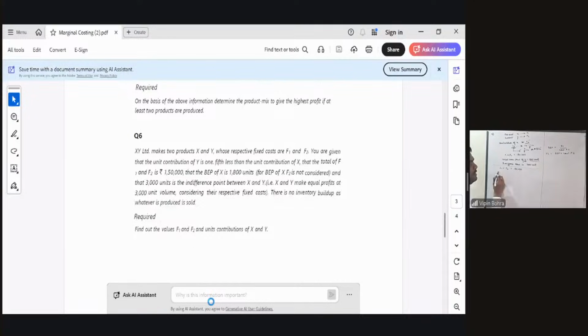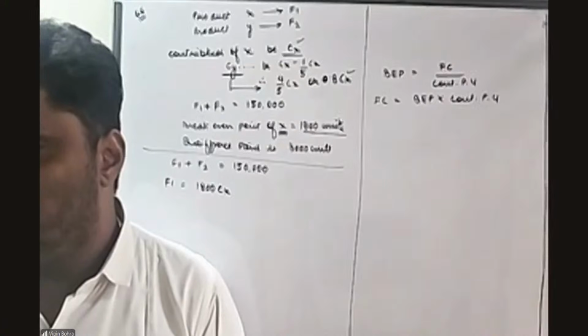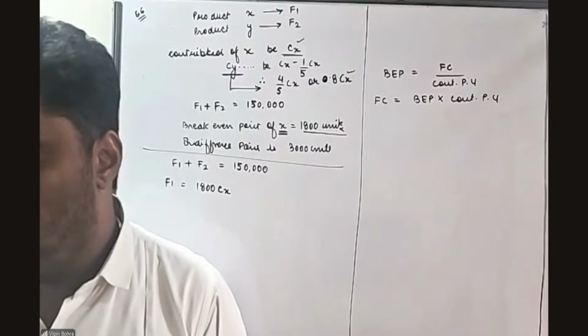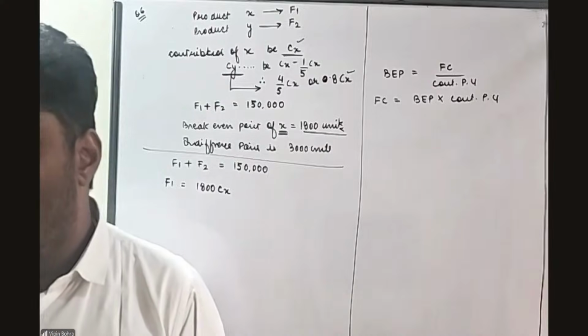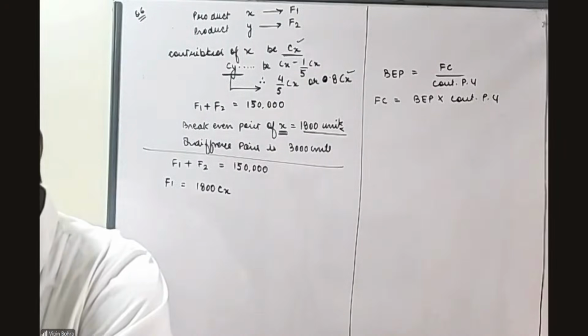So the fixed cost of product X, that is F1, will be equal to 1,800 units into the contribution of X, that is CX. So this will basically be the fixed cost of product X. Just try to recollect it, guys. It's very simple. Just try to understand what I'm discussing.